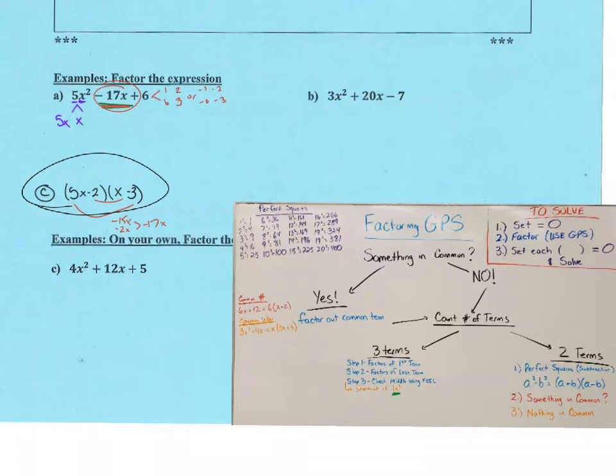For B, I do the exact same thing. How do I get 3x squared? Well, it's 3x and x. How do I get negative 7? Remember, it's a negative, so it's got to be negative 1 and 7. Now this one's not too bad because, remember, it could be 3x minus 1, x plus 7, or it could be 3x minus 7, x plus 1. And actually, I'll change it a little bit, just so the numbers are the same. We'll say 3x plus 7, x minus 1.